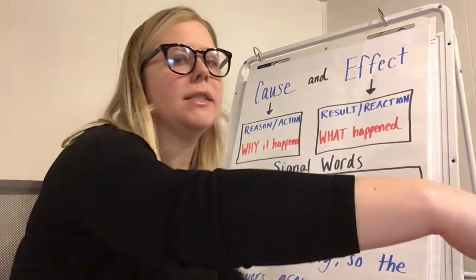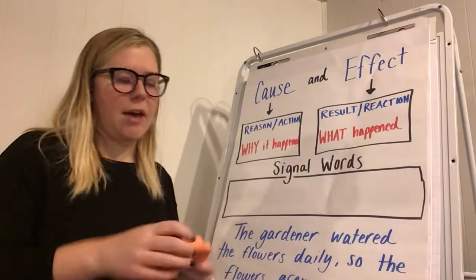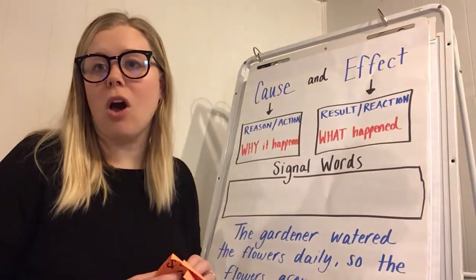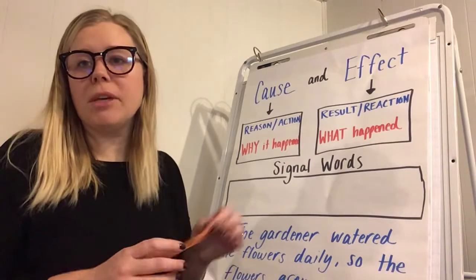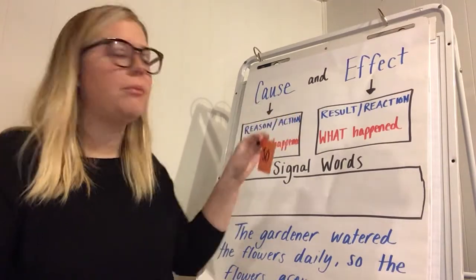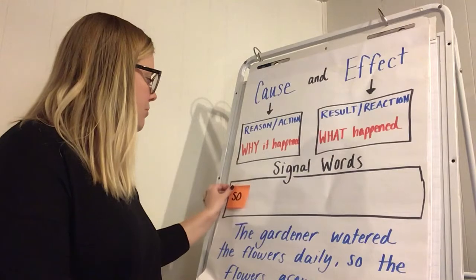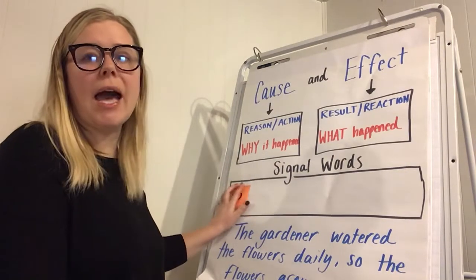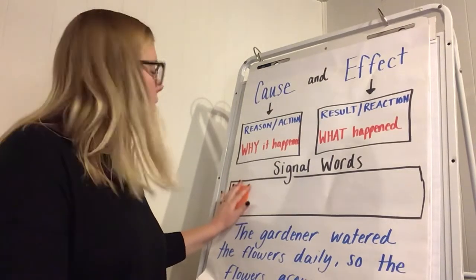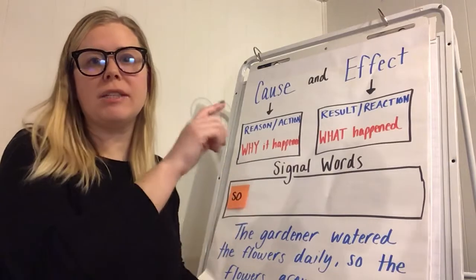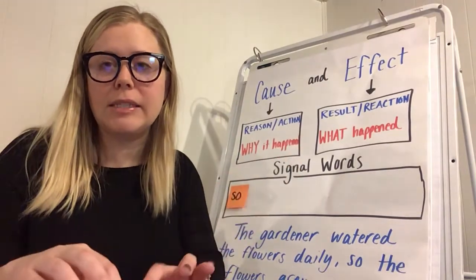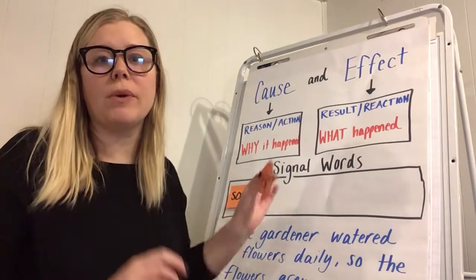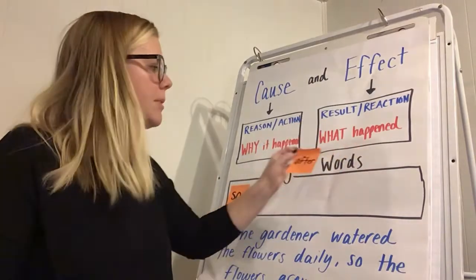So some signal words that we have to be able to understand when there's a cause and effect happening as we read. I'm going to show you these. The biggest one is so. And I'm going to show you the example down below in just a minute. But so is a very common conjunction. So remember, when we have a comma conjunction in one of those compound sentences, that is showing that there's a cause and effect happening.